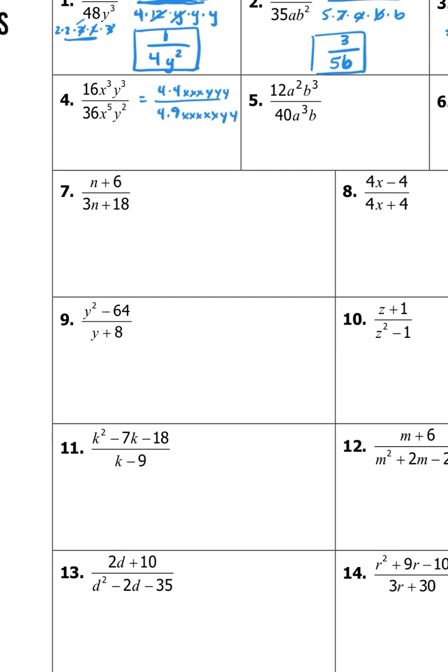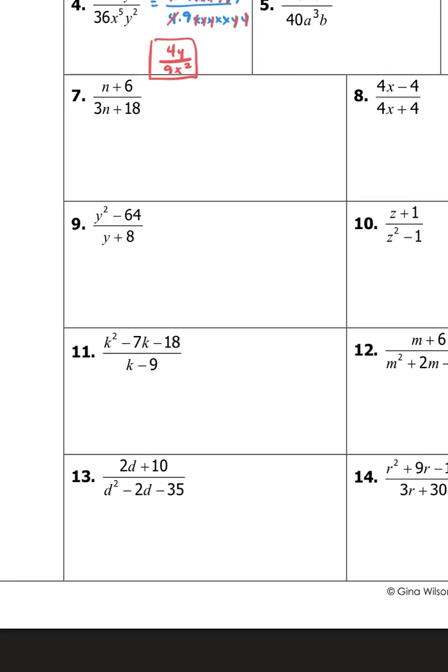and 2 y's. All right, so when I go to cancel it, my 4's are going to cancel. And I have 1x, 1x, 1x, and then a y, and then another y. So I'm left with 4y on top and 9x squared on the bottom. And that's going to be my answer. Okay, I'll leave you guys to go ahead and do the other two.